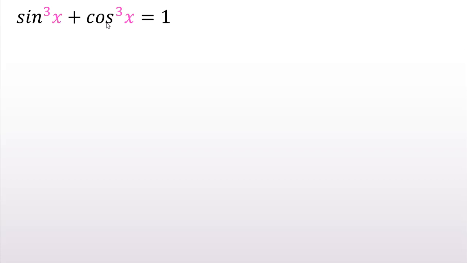sine cubed x plus cos cubed x equal to 1. We want to find x. So first, because here we have power of 3, something cubed, for example, a cubed plus b cubed, we have a famous factorization for this part. And let's see, is it useful or not? We know a cubed plus b cubed equal to a plus b times a squared minus ab plus b squared.